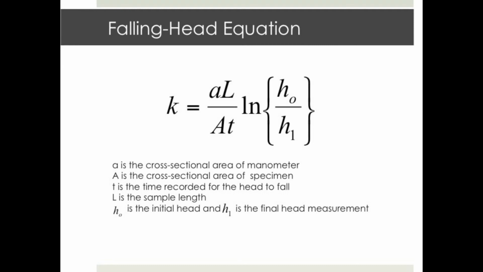Little a times L yields the total volume introduced into the sample over a time interval t. Thus the units work out to be length per time. Recall that H0 was the hydraulic head before the base nozzle is opened, at time t equals 0. This is the hydraulic head at the very start of the test. H1 is the hydraulic head at the end of the test, time equals T1. So the hydraulic head falls from H0 to H1 over a time interval t.